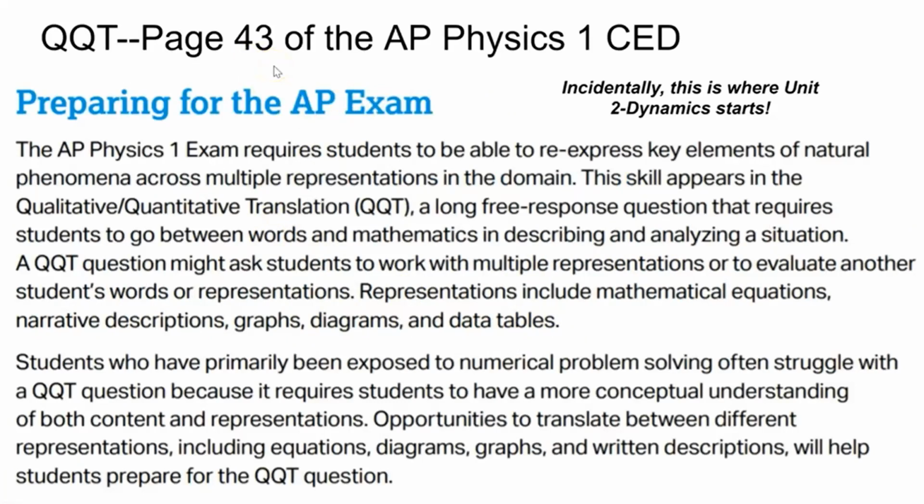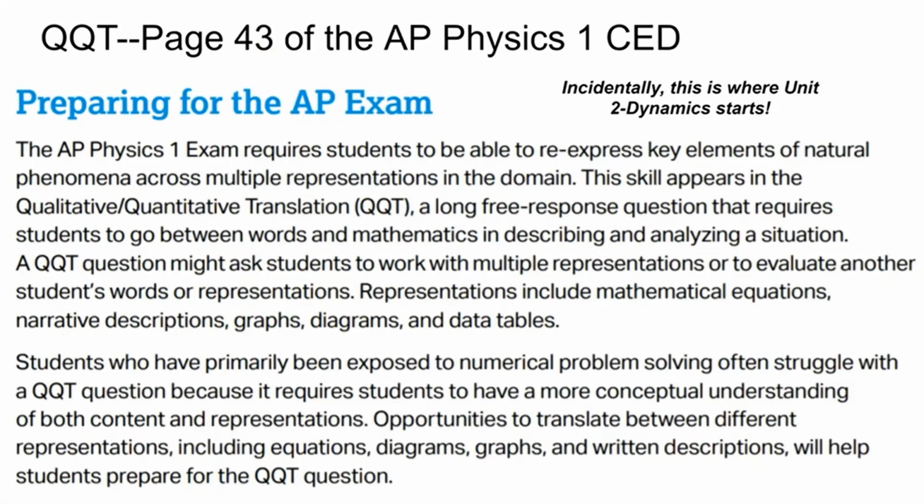And incidentally, this is really where Unit 2 goes through and tells us what students need to be able to do. We express those key elements of data across multiple representations and domains. That's one of the science practices that you'll go through. And the skill to do that really is in that qualitative quantitative translation.